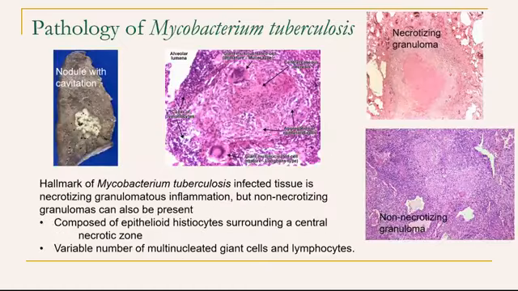Pathology of MTB. Of course, the hallmark in the infected tissue is a necrotizing granulomatous inflammation. But do remember that you can see non-necrotizing granulomas also. The granulomas are usually composed of epithelioid histiocytes surrounding a central necrotic zone. There can be a variable number of multinucleated giant cells and lymphocytes.